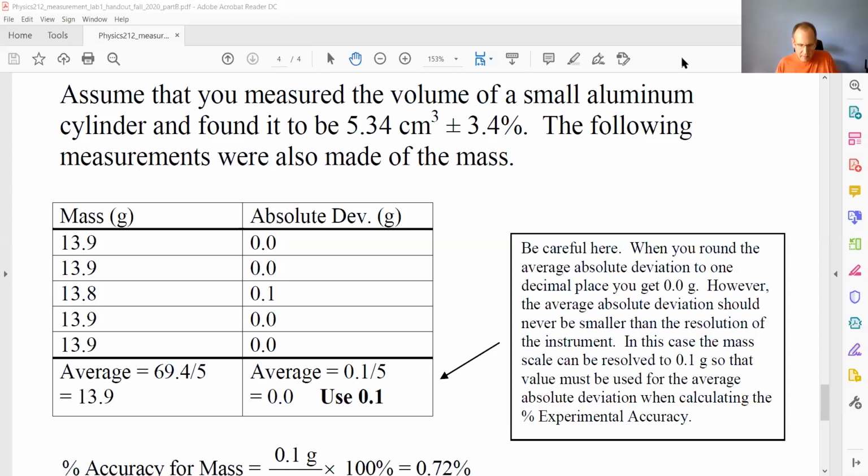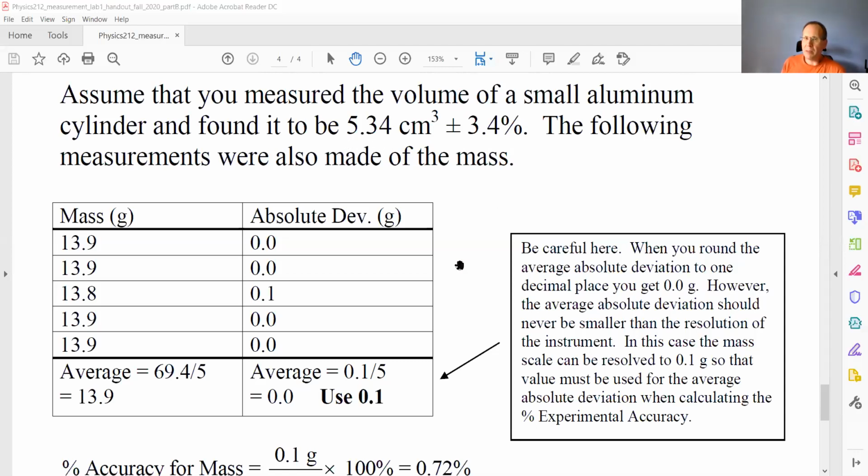Okay, so let's just discuss the last page of this measurement handout. So again, ultimately our goal is to measure the density of a small aluminum cylinder, right? Let's say we measured the volume of that cylinder and we found it to be 5.34 centimeters cubed. And this is the percent experimental accuracy for the volume, 3.4%. Right? So there's our volume.